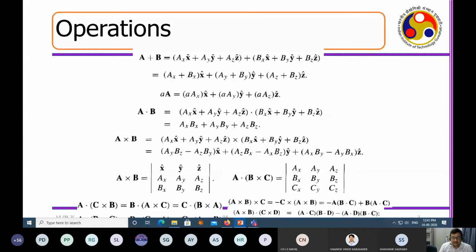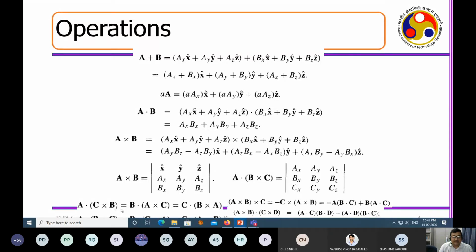Now let us see this one. What happens? B cross C gives me a vector. Now if I take a dot product between two vectors, I end up getting what? This will lead to a scalar. You can see straight away there is no x, y, z. This will lead to a scalar.